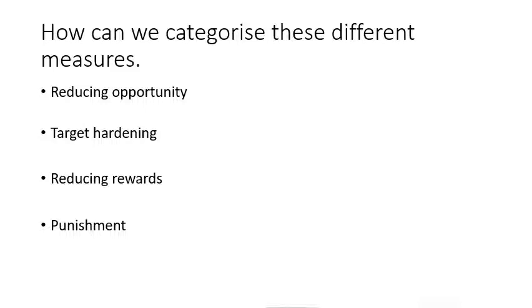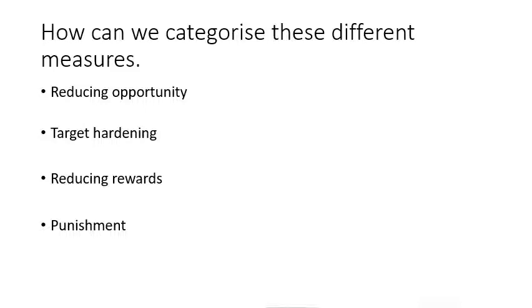Target hardening is all about making it harder to carry out the crime. So making it more difficult, meaning they have to spend more time, which is going to increase the amount of time they have to spend and increase the likelihood of being caught. Reducing the rewards is making it so crime doesn't pay. So therefore, if they do it, they're not going to benefit from it. And finally, punishment. If they get caught, what is going to happen to them? And these are all ways of trying to reduce the amount of crime.